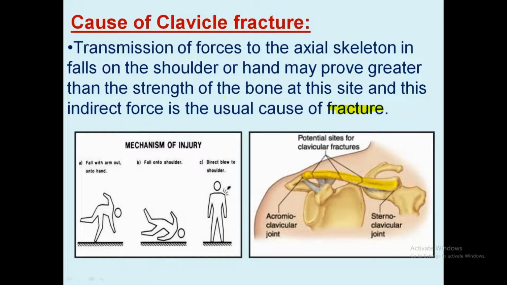Here, these are the potential sites for clavicular fracture: the acromioclavicular joint, and this one is the sternoclavicular joint. Clavicular fractures are common in children and are often caused by an indirect force transmitted from an outstretched hand through the bones of the forearm and arm to the shoulder during a fall. Fracture of the clavicle is also common in adult athletes like football players and hockey players.